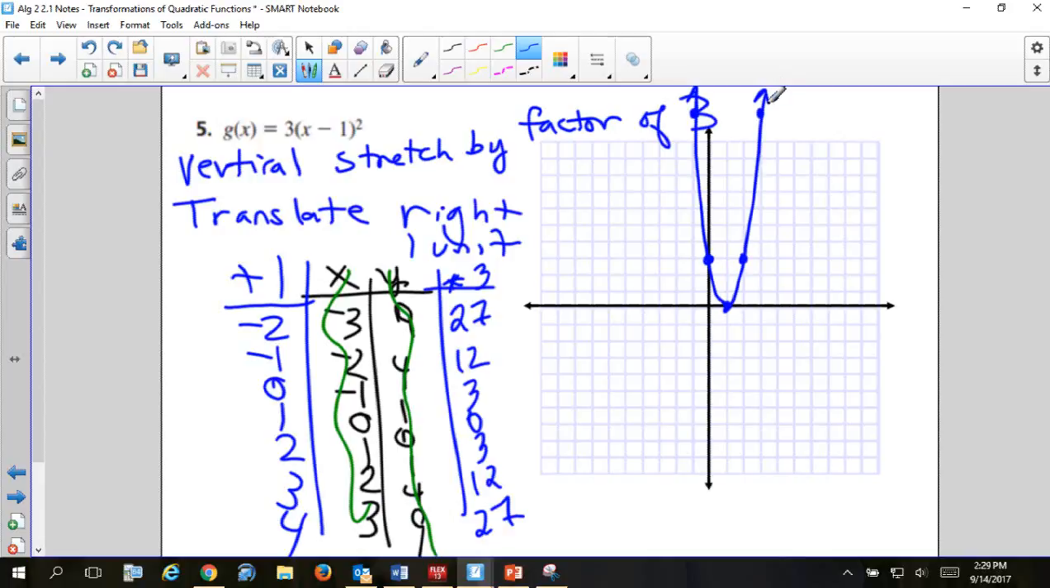And then make a table because we're going to do the last one together, and that's the last example for today. Make a table. Grab your parent function. That last one. Write your transformations if you know them already.